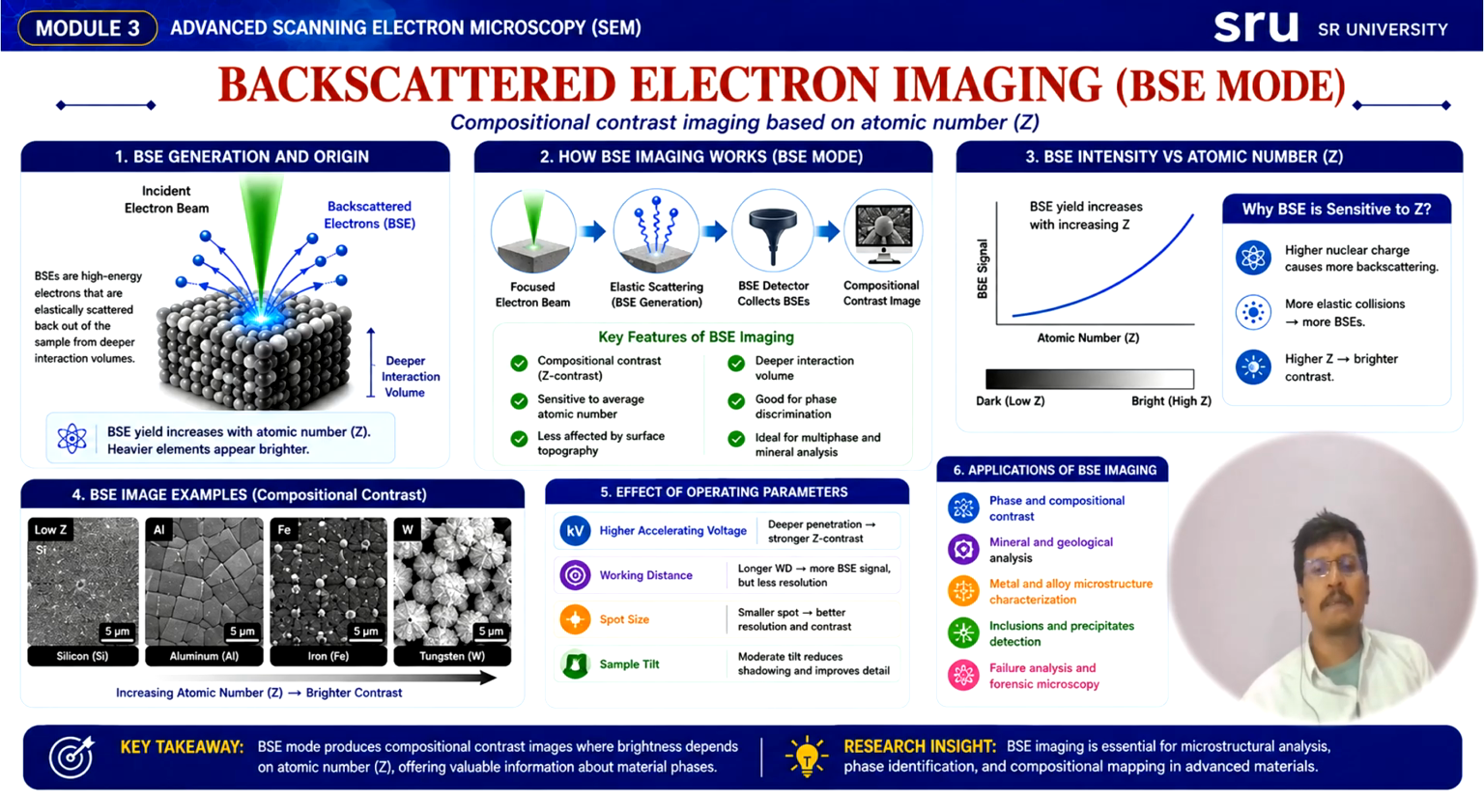In summary, we can say the backscattered electron imaging provides the compositional contrast based on the atomic number differences, making it an essential tool for phase analysis, compositional mapping, and microstructural characterization. Now that we understand the major SEM imaging modes, let us examine the factors that determine the image quality in the SEM.